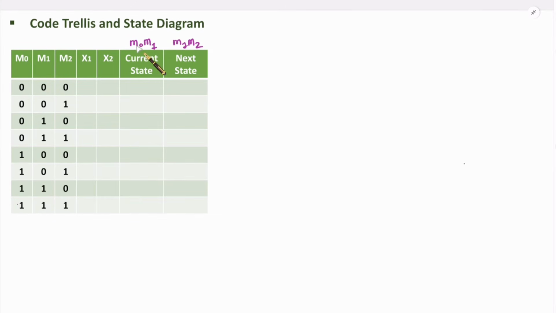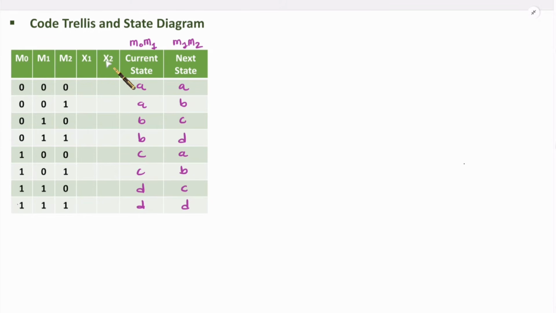See current state is M0, M1. 0, 0 means state A. 0, 1 means state B. 1, 0 means state C. 1, 1 means state D. Right. If you talk about next state, then that will be M1, M2. So 0, 0 A, 0, 1 B, 1, 0 C, 1, 1 D, 0, 0 A, 0, 1 B, 1, 0 C, 1, 1 D. That is how one can understand current state and next state.